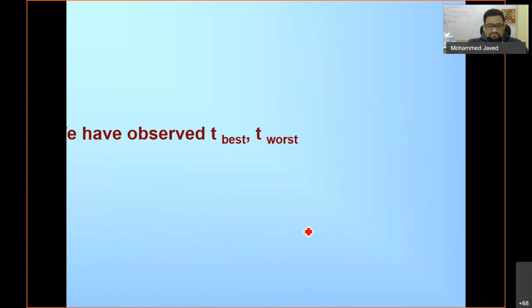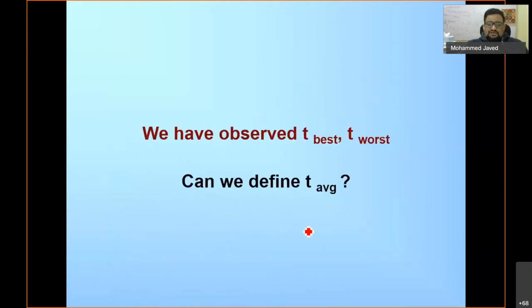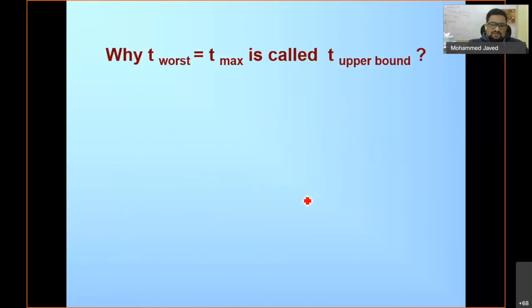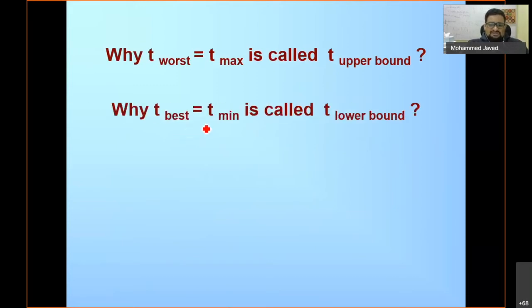So now we have observed T best and T worst. Can we define T average? How will we calculate T average? We know that T average is between the best case and the worst case, right? So how will we calculate it? T worst is equal to T max, called the upper bound, and T best is equal to T minimum, called the lower bound.